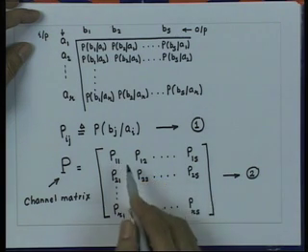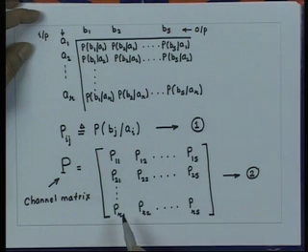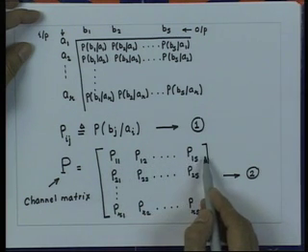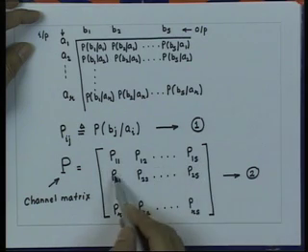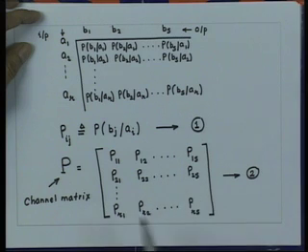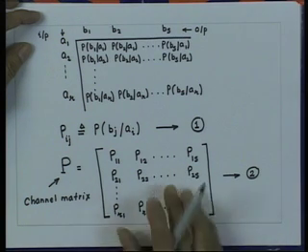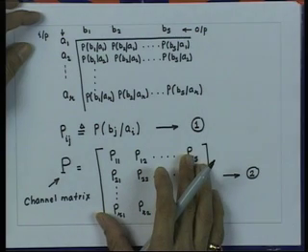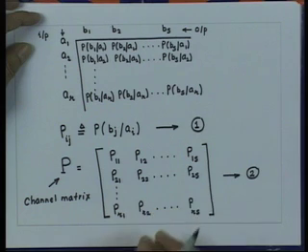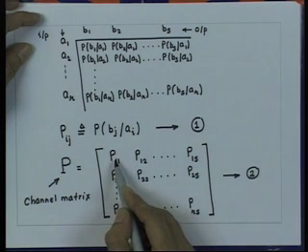Also note a fundamental property of this channel matrix: the terms in any row of the matrix must sum to 1. So, the summation out here will be 1, the summation out here similarly will be 1, and such matrices are also called Markov matrices or stochastic matrices. Now, this property follows since if we send an input symbol a_i, we must get some output symbol.